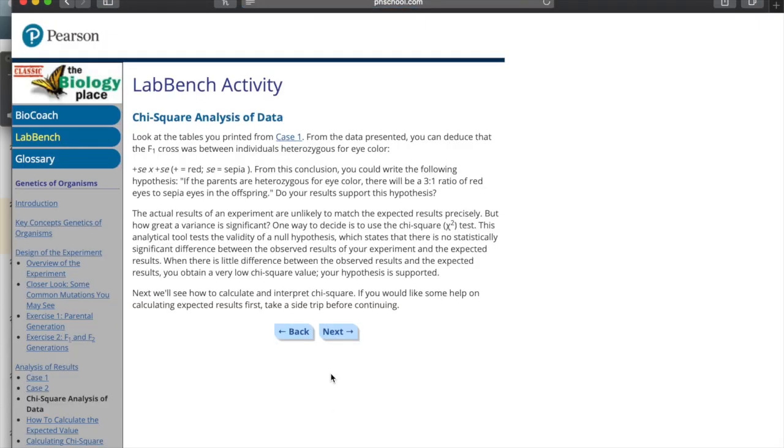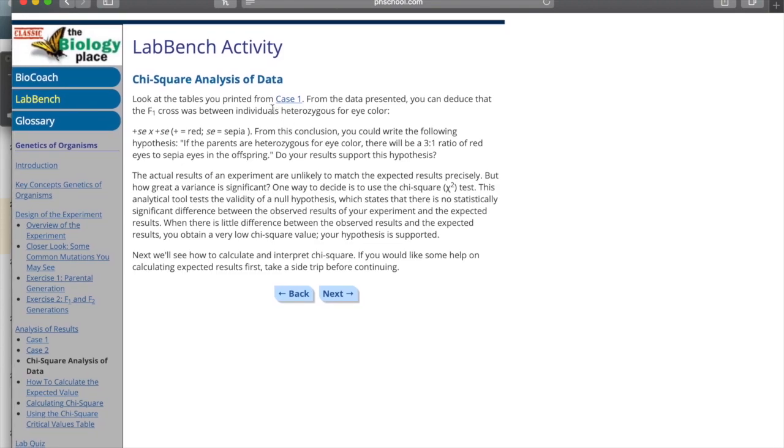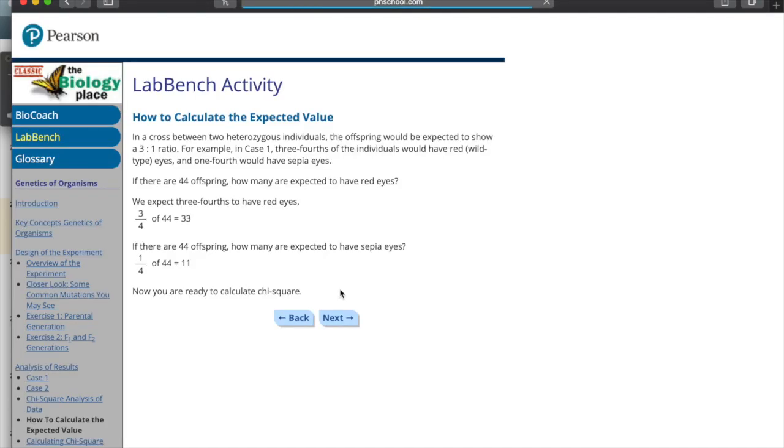So now we're going to look into a chi-square analysis of the data. So if you kept the data, the tables from case 1, now would be your time to bring that up. And if not, you can always just refer back to it in a little bit. So we're going to do a little bit of practice now calculating the chi-square for this experiment. And this is just a review of what we talked about in our lesson. But I'll read it out for you just to get another little bit of an application for it.